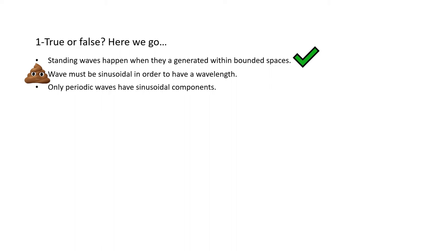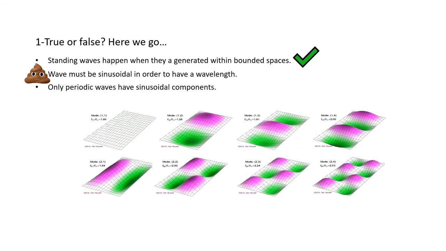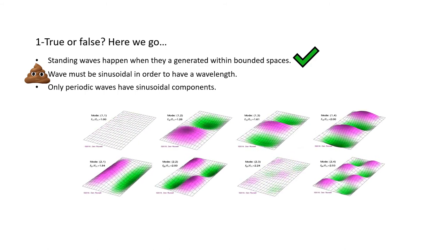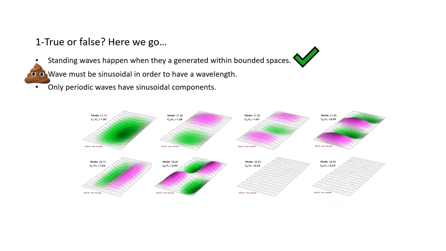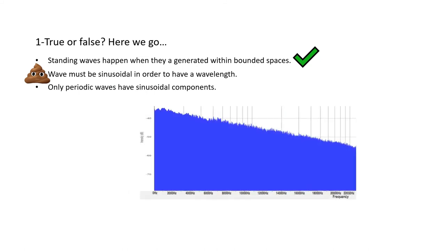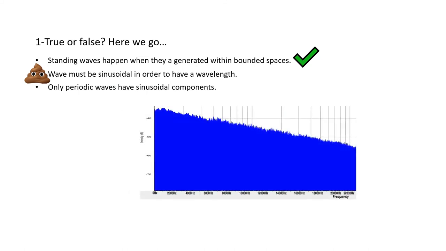Here's another argument. Waves produced when a membrane vibrates are composed of sinusoidal waves, yet are not periodic. And another one: noise is certainly not periodic, but you can find it has sinusoidal components at every value of frequency. In other words, it has a continuous spectrum.